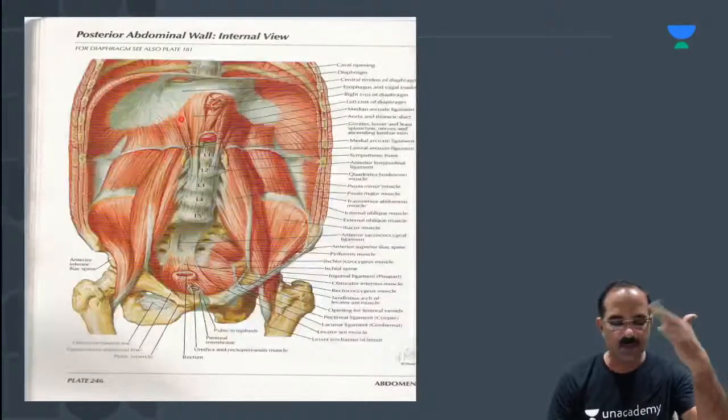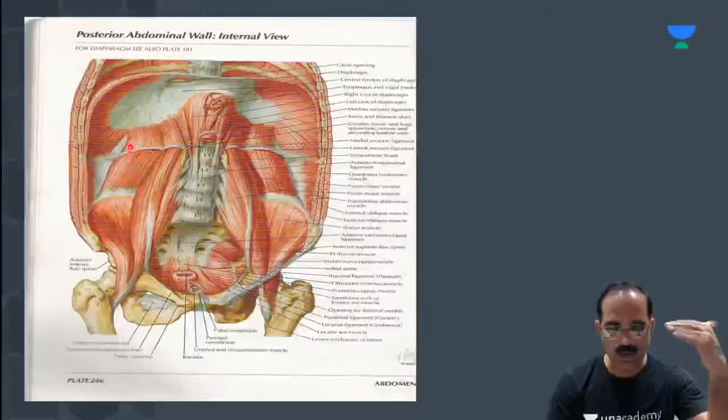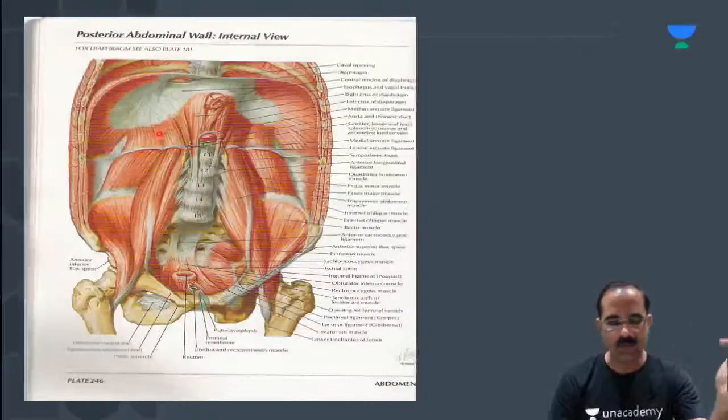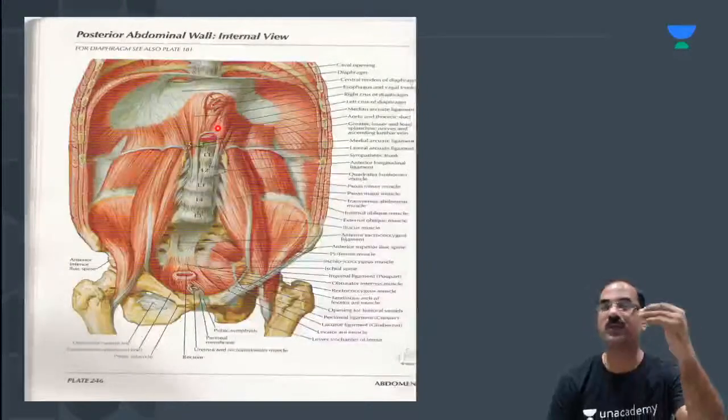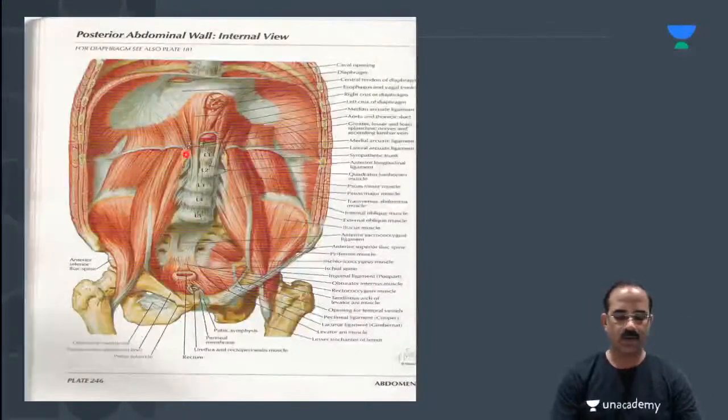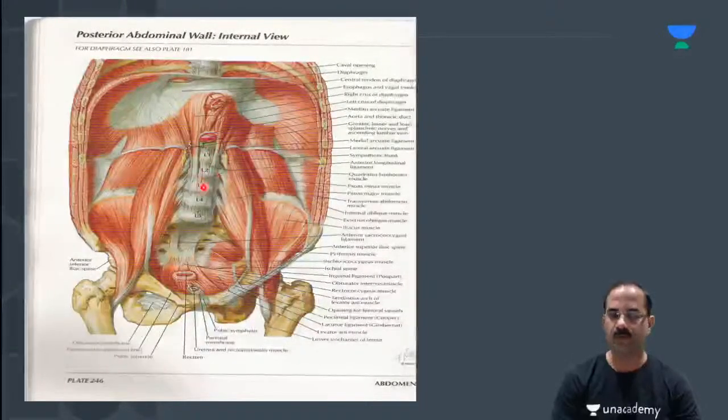Why is all this important? Because this all gives origin to the diaphragm. If you see the posterior origin of the diaphragm, or the vertebral origin, the diaphragm has origin from the bodies of the lumbar vertebrae. What do you call this? The crus of the diaphragm. That's the right crus, which arises from the bodies of L1, L2, L3 vertebrae, and that's the left crus arising from the bodies of L1 and L2 vertebrae.